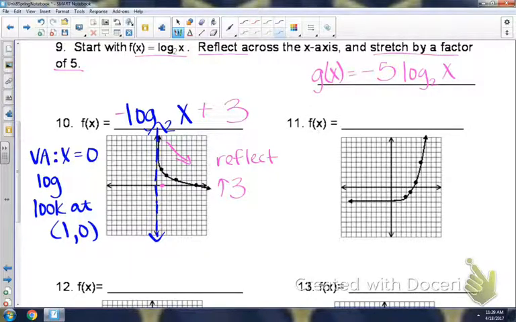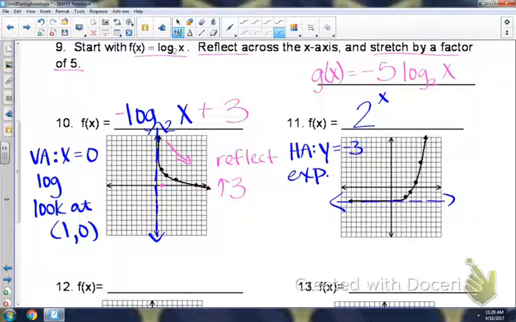Okay, let's look at 11. So notice, let's find our asymptote. Notice it's approaching a horizontal. It's crossing the y at -3. So this means we have an exponential. My parent function of exponential is 2 to the x. Alright, now look at your asymptote. It's normally at 0, y equals 0, but it's now at -3, which means it went down 3, because it's normally at 0.